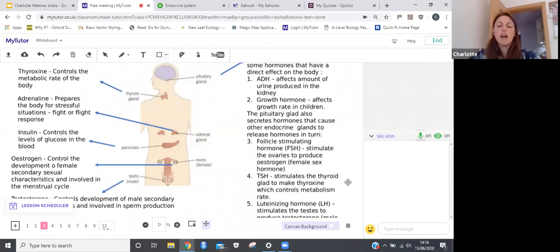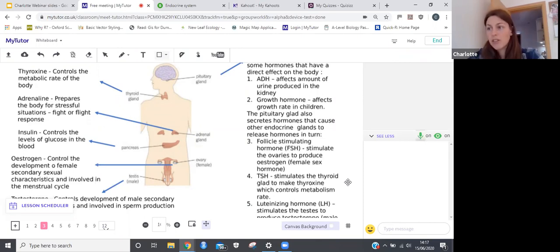And finally, the third example is luteinizing hormone, which is LH. This is present in men. So the pituitary gland would release LH in men, which would then travel to the testes and stimulate the testes to produce testosterone, which is the male sex hormone. So FSH, TSH, and LH are all signaling hormones. They travel to the next gland, which then produces the hormone that has an effect in the body.